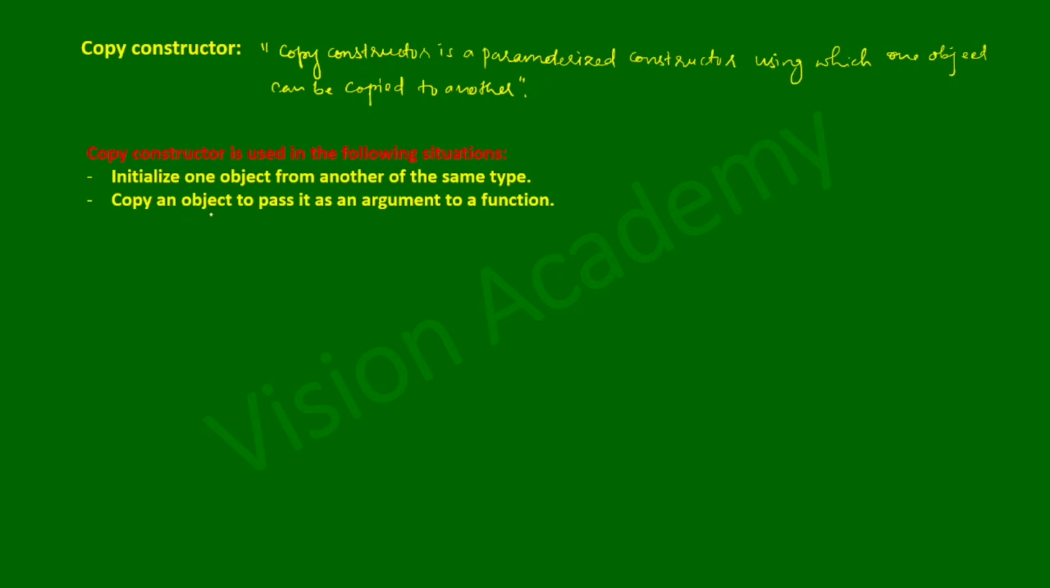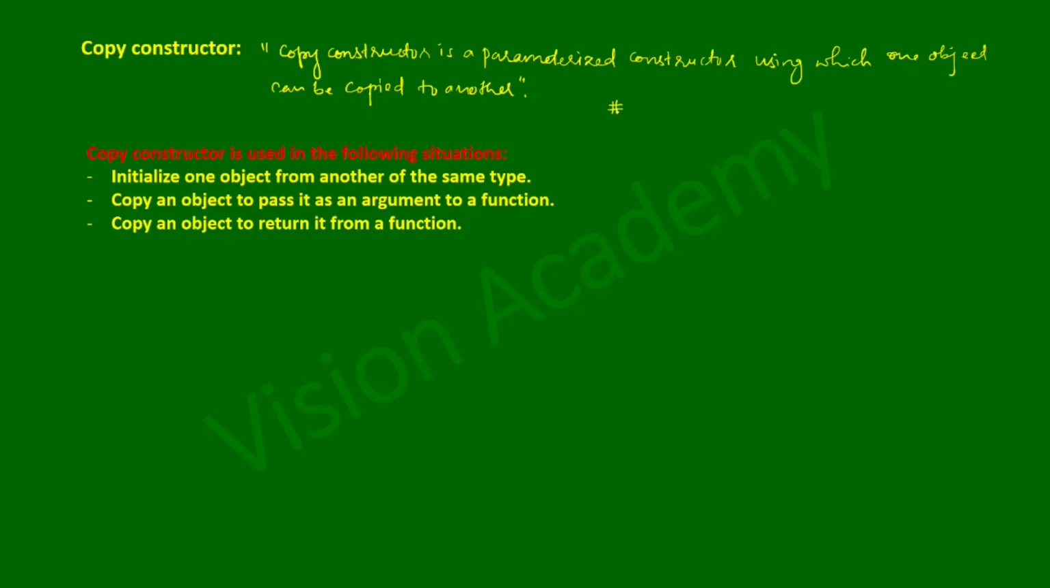Understanding the situation in which the copy constructor is used. The first one is to initialize one object from another of the same type. Copy an object to pass it as an argument to a function. Copy an object to return it from a function. Now, let us take a programming example.